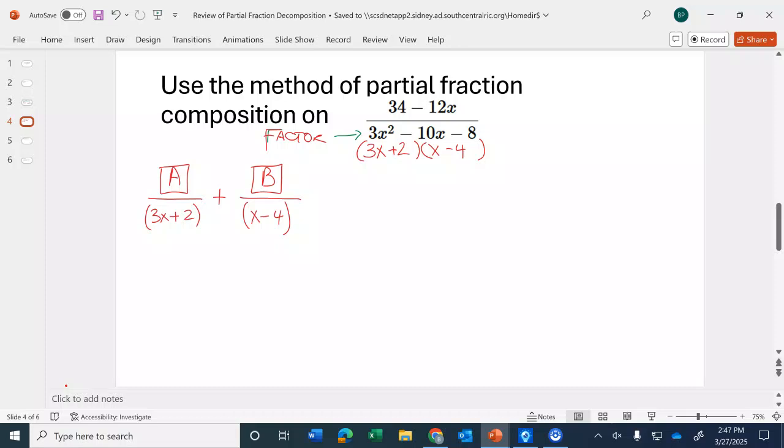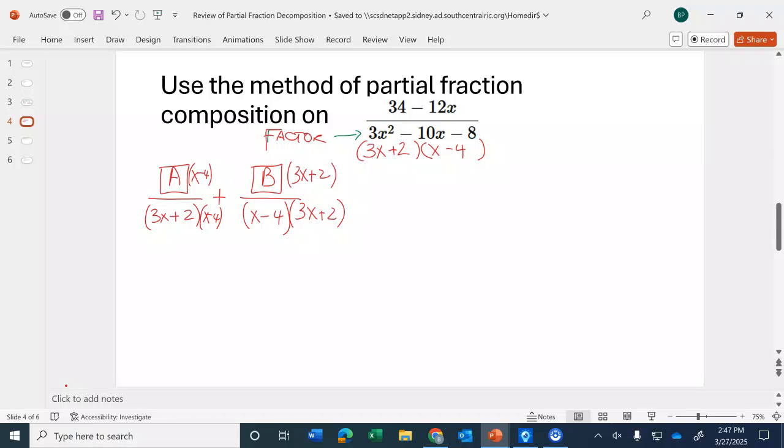My question to you at this point would be, if I truly wanted to bring what we have down here into what we have in the original question, what would we need to do? And the answer would be to find a common denominator, of course. I would need to multiply the numerator and the denominator of the first fraction by x minus 4. And I would need to multiply the top and bottom of the second fraction by 3x plus 2 to make sure that I had common denominators here.